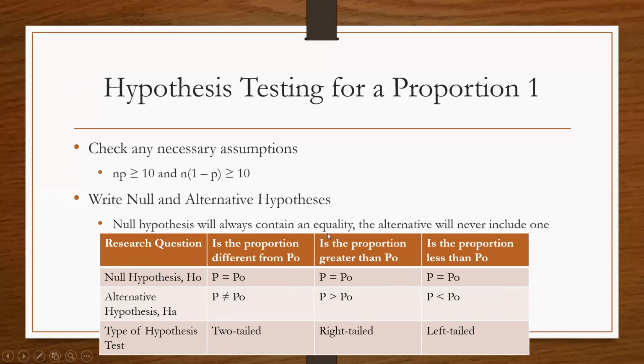If it was asking is the proportion greater than the null, the null is, of course, always going to remain constant. So it's going to say it's equal to. The alternative is going to say p is greater than p null, and you'd be doing a right tail test. And then if it's less than, same thing with a less than sign and a left tail test.